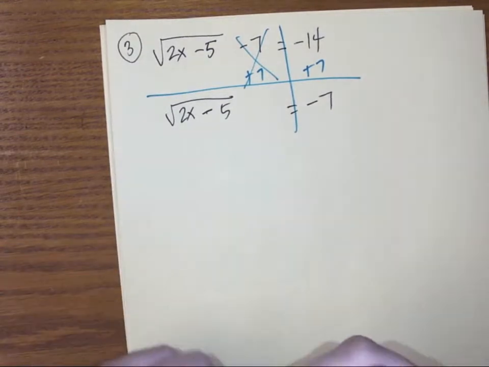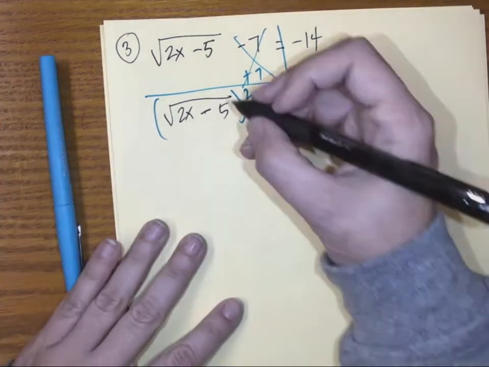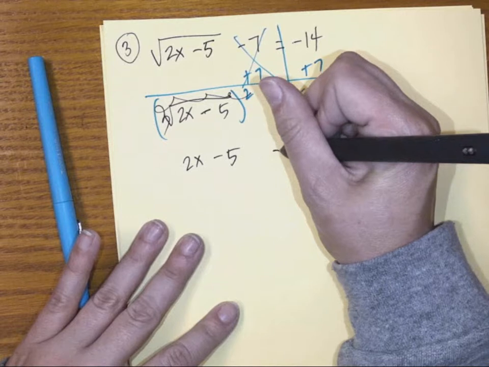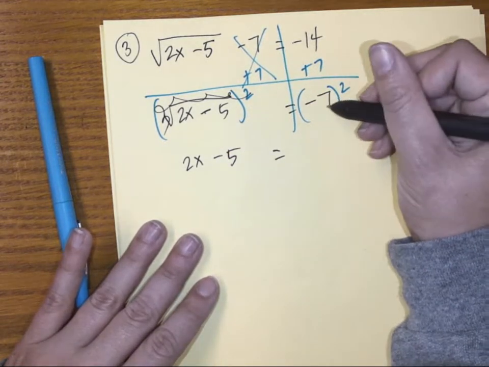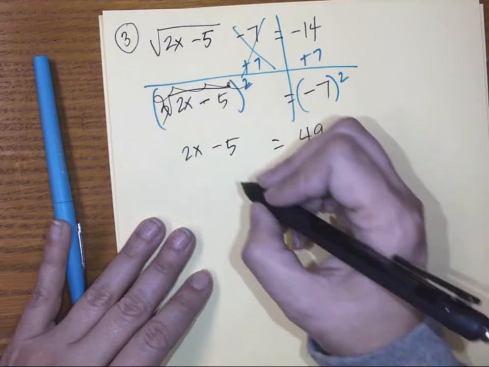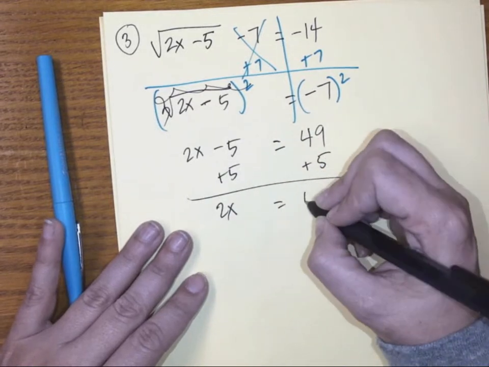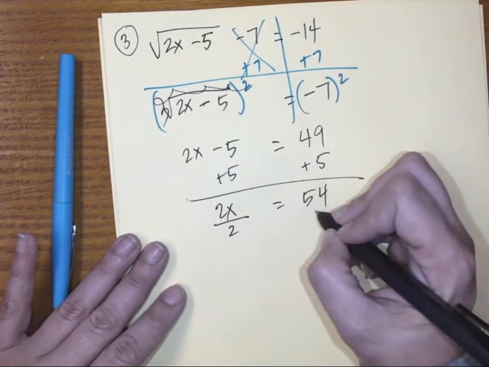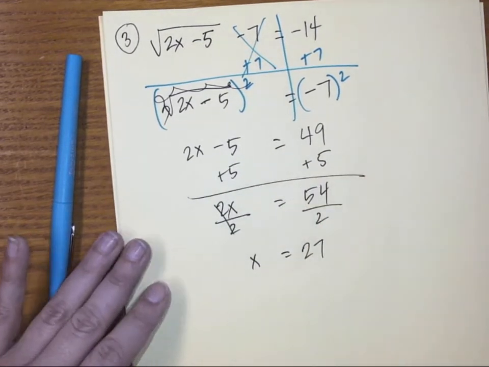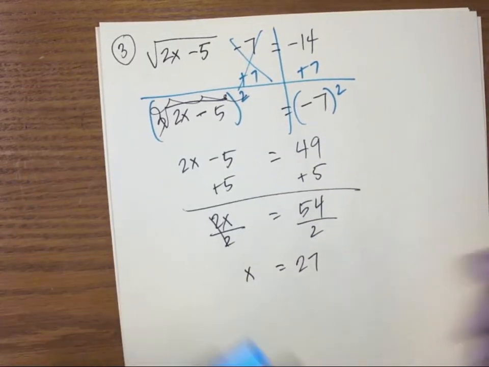Okay, so then I'm going to undo the square root. So I'm going to square both sides. And when I square both sides, the square and square root undo each other. So I'm left with 2x minus 5 on the left-hand side. On the right-hand side, negative 7 squared is positive 49. And then I work this out. So I'm going to add 5 to both sides. And I get 2x equals 54. Divide both sides by 2. And 54 divided by 2 is 27. Okay, so I got an answer. Let me check it and see if it works.